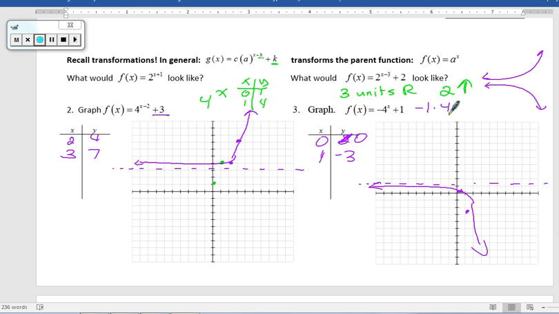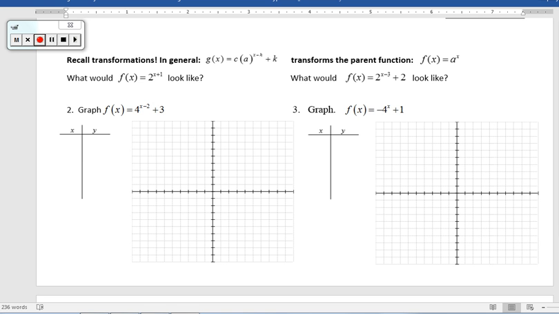It's really minus 1 times 4 to the 0 power plus 1. And I made a common mistake. 4 to the 0 power is 1 times a negative 1. And that's where that 0 is coming from. My apologies, guys. All right, let's flip our papers over.